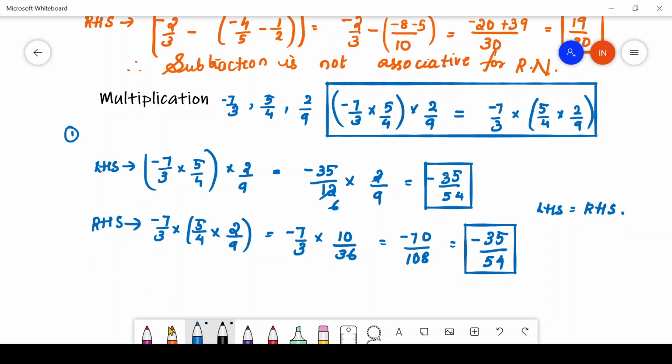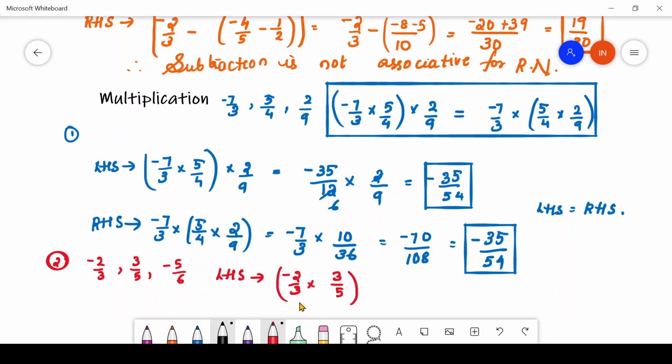Okay, the second example, I'm going to take three numbers. Those numbers which I'm going to take are negative 2 by 3, 3 by 5 and negative 5 by 6. So what should be the LHS? LHS should be negative 2 by 3 multiplied with 3 by 5, sorry, here it is multiplication, right? So multiplied with these two, then again it should be multiplied with negative 5 by 6.